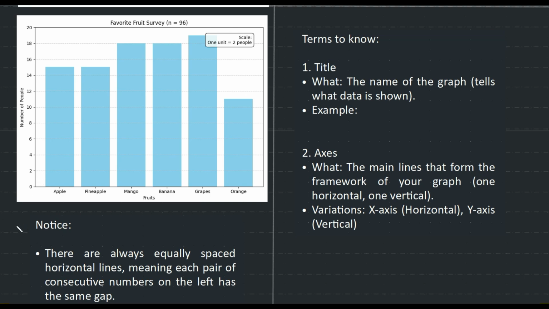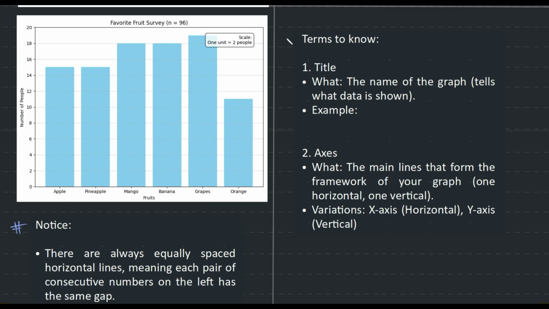You should feel it. Note, there's a small key note, and that note is that there are always equally spaced horizontal lines. The bar graph always has equally spaced horizontal lines. See if that is true for the graph. Look at the bars. Look at the space between the bars. Compare the gaps between the bars. So, are they the same? Answer is yes, right? Meaning each pair of consecutive numbers on the left have the same gap.